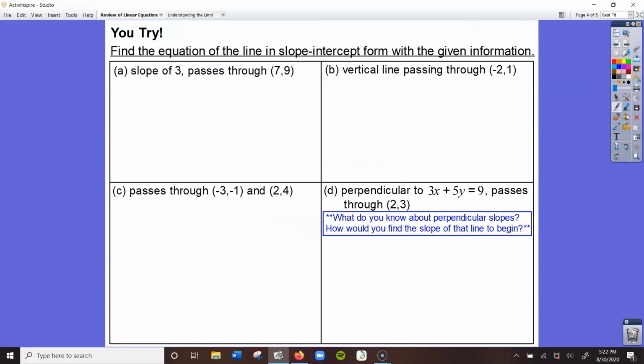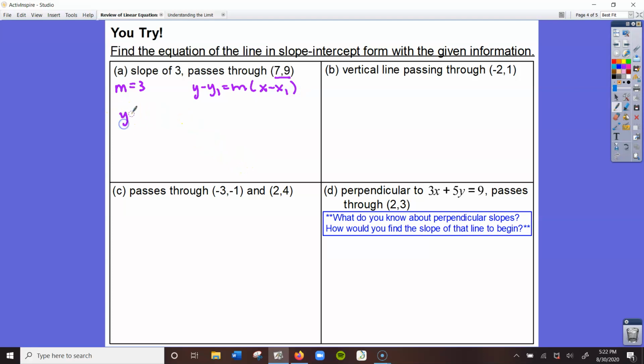Okay, so some of these are going to be a little bit more complicated. First, we have a slope of 3. So again, that's m is equal to 3. And it passes through point 7, 9. So we have a point, we have a slope. One more time, we're going to use point-slope form. So now let's write it out.